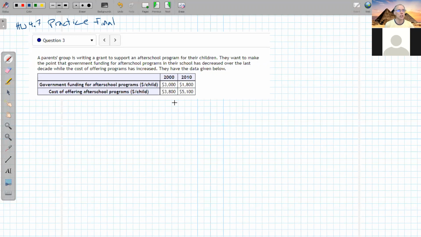So we have two different things going on here. We have the government funding in the first row, and in the second row we have the cost. So let's look at government funding first. And we're looking at rates of change here, so just assume it's changing with a constant slope over time. We're just approximating that. So what we want to find here for government funding is the average change.